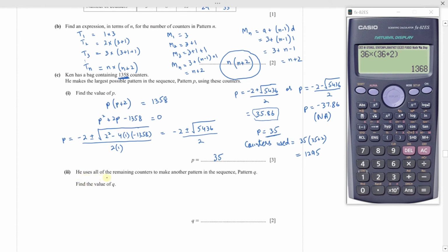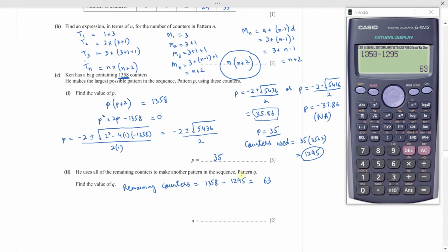The next part is: he uses all of the remaining counters to make another pattern in the sequence, pattern Q. Find the value of Q. First we need to find the remaining counters. Ken had 1358, and out of those 1358, he used 1295 for pattern number 35. So how many are left? You're left with 63 counters.